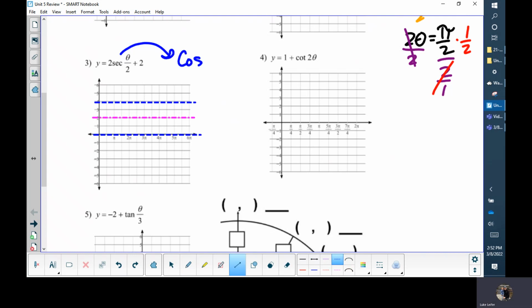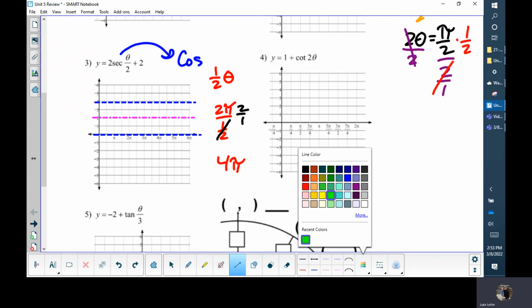Okay, next I'm going to do my period. Now, if I pulled this off, it would be 1/2 beta. So 2 pi over 1/2. I'm going to multiply by its reciprocal, and I get 4 pi. And so I'm going to get something that looks like this. I'm going to do this kind of faint, and I think I might do it in a green line.